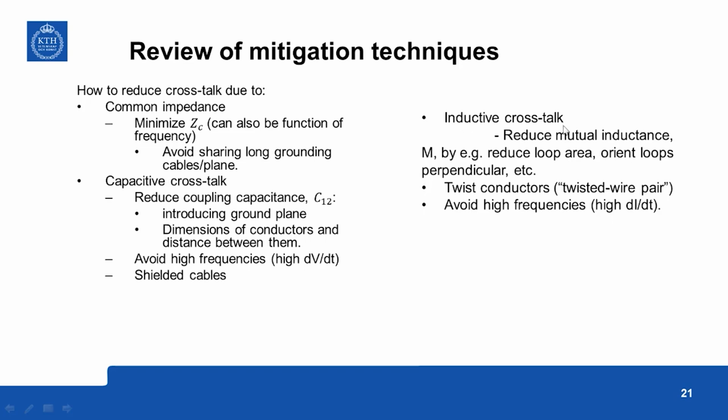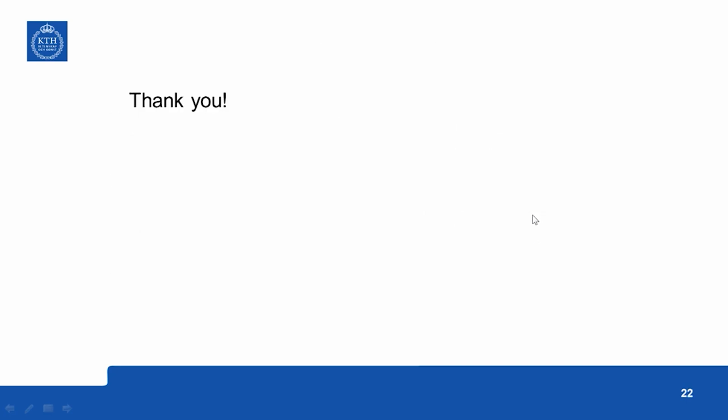Then inductive crosstalk, which we can control by reducing the mutual inductance, for example, by reducing the loop area, orienting the loops perpendicular to each other, etc. to reduce the coupling. Then we can use twisted conductors or twisted wire pair. And also avoiding high frequencies will reduce inductive crosstalk. So that ends module 2.